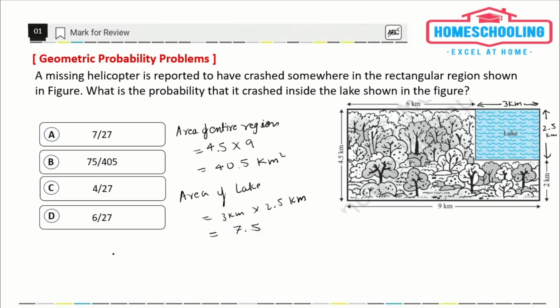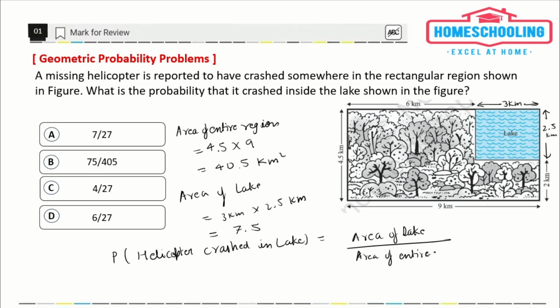And we have to find the probability of the helicopter crashing in the lake. So this would be the area of the lake, which is the favorable outcome, divided by the total number of possible outcomes. The helicopter can fall anywhere in this entire region, so the area of the entire region. So 7.5 divided by 40.5. We can move the decimal, so this is 75 divided by 405. Let me put it on my calculator to factorize it further. This is going to be 5 divided by 27.